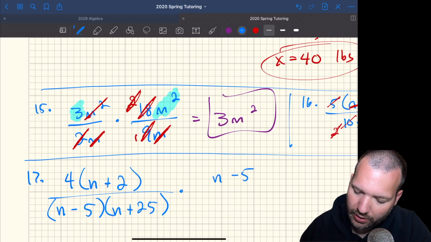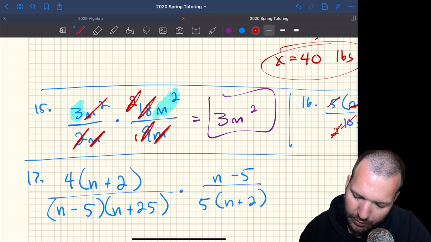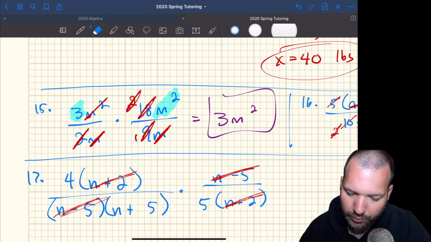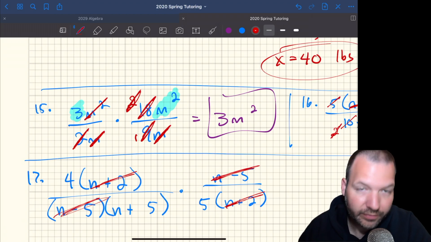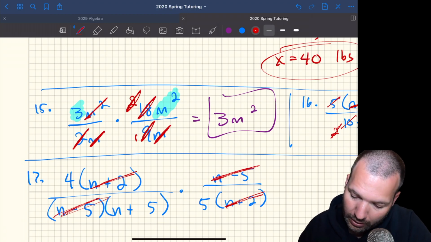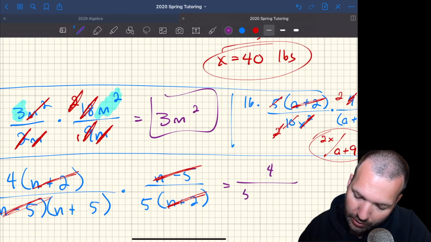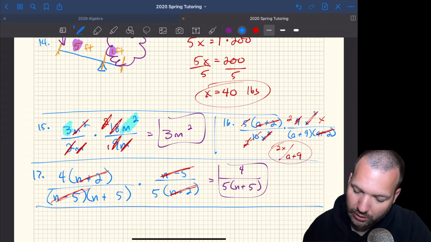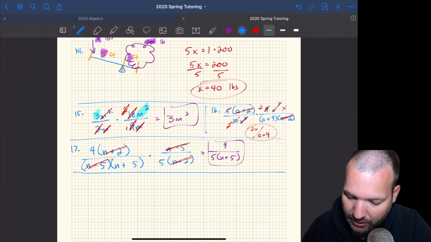Times n minus 5. And I am going to factor out the 5 there, get n plus 2. And I notice n plus 2 and n plus 2, n minus 5 and n minus 5. I also notice, I bet you did too, I accidentally wrote that down incorrectly. That was just n plus 5, not n plus 25. Only thing left in my numerator is 4. In my denominator, I have a 5 and an n plus 5. But I don't need to multiply that out, so I'm not going to. I'm just going to leave it as 4 over 5 times n plus 5.